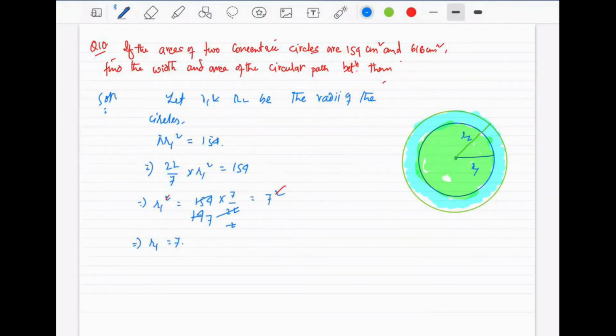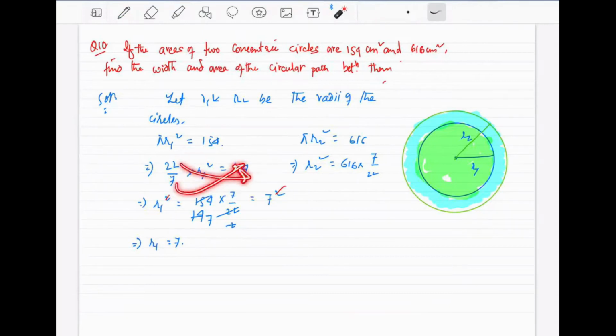Simple, right? You just put the area formula, then you put the value of the area and you find out the radius by putting pi as 22 by 7. Now come to the other circle. Pi r2 square must be how much? 616, as given by the question. So do the same thing here. R2 square is equal to 616 into 7 by 22. I'm skipping one of the steps, going straight to the other one.